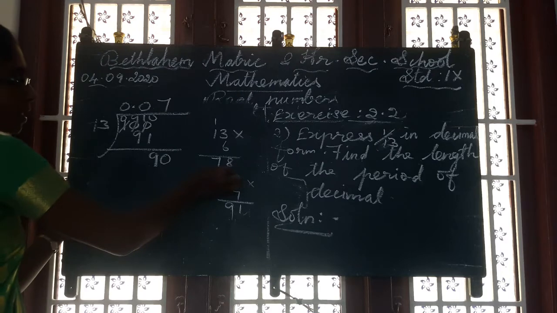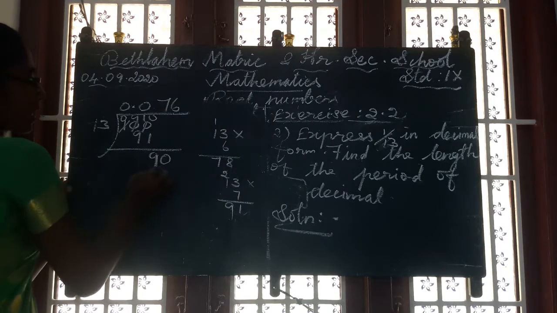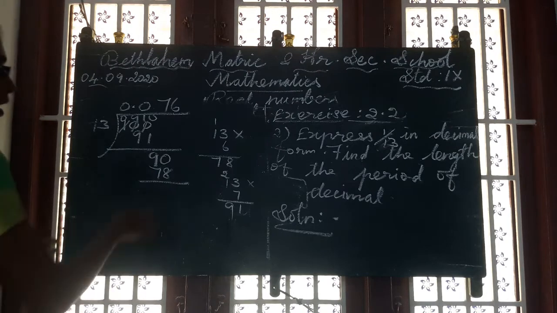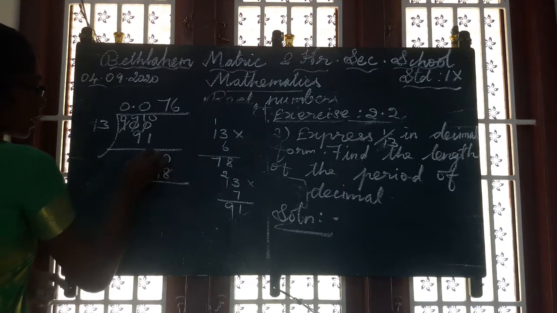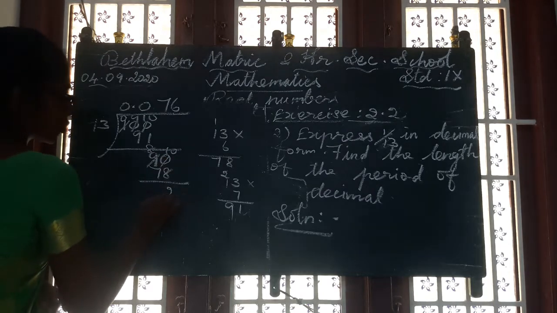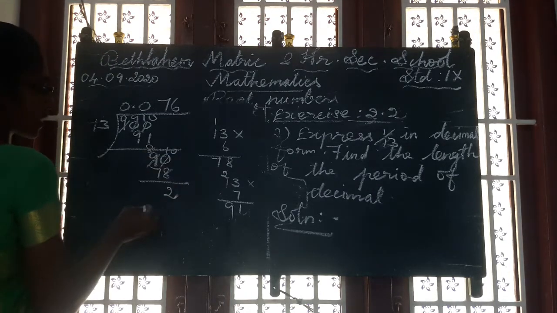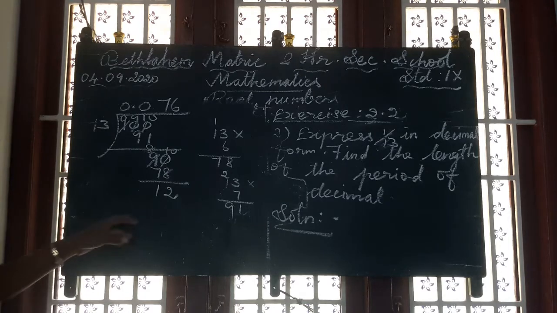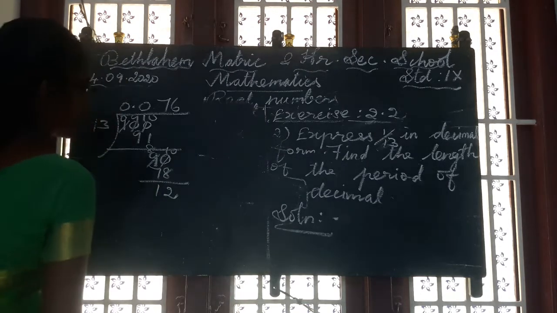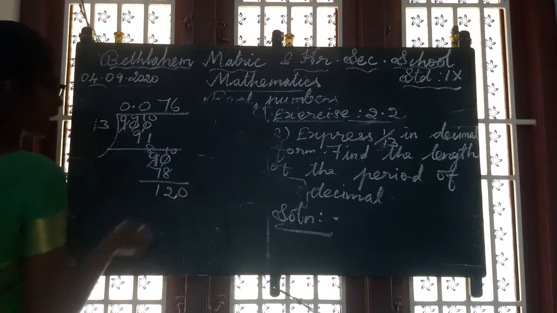How many times? 6 times 78 will be get. Next subtract it. Here 8 will be get, here 10 will be get. 10 minus 8 is 2. Next 8 minus 7 is 1. 12 is the remainder. Once again we can write 0 here.